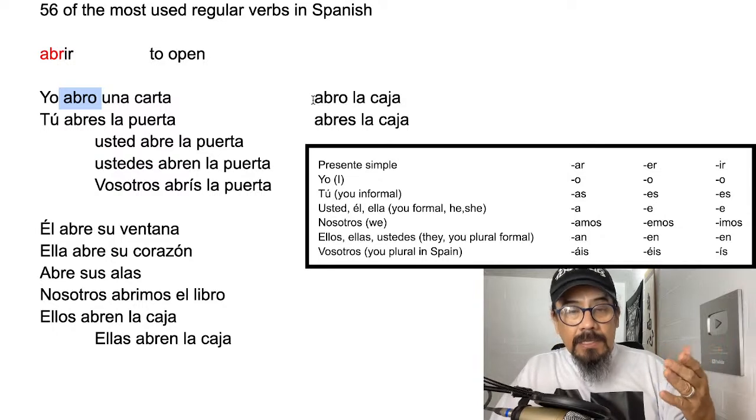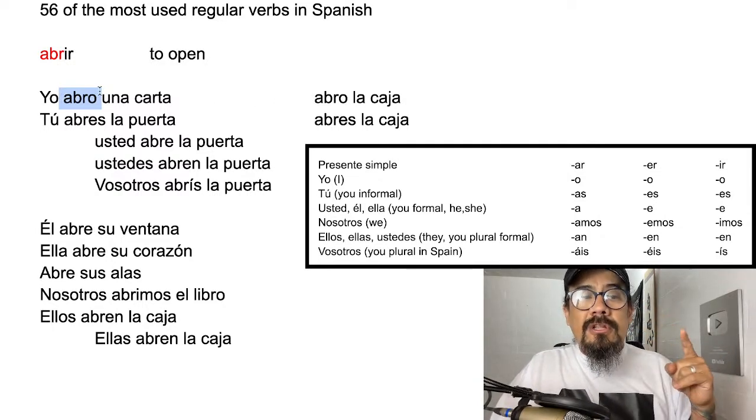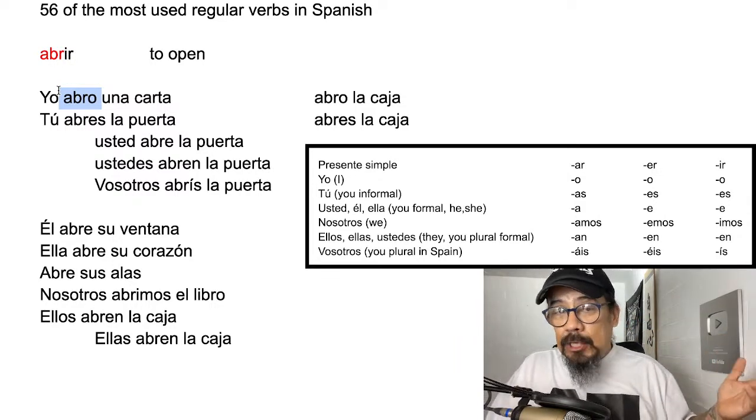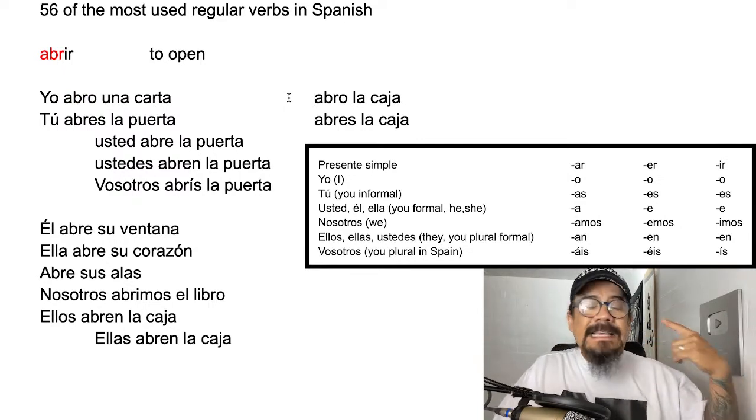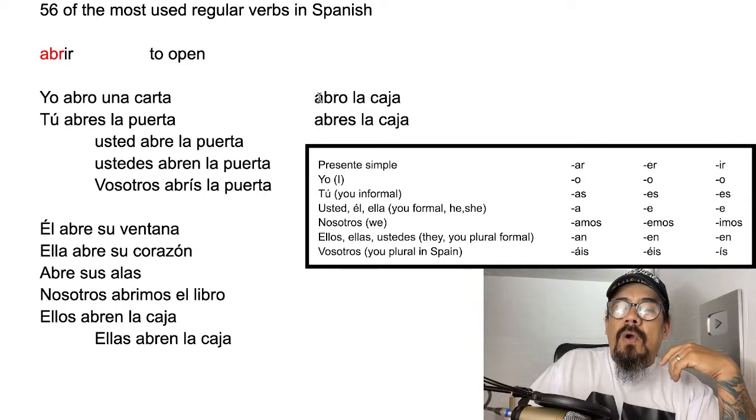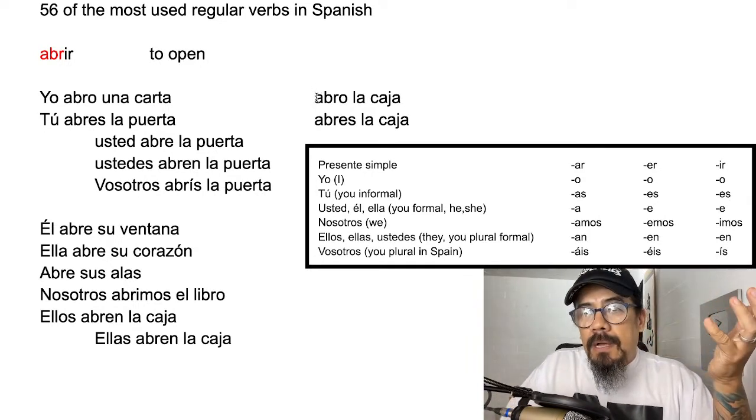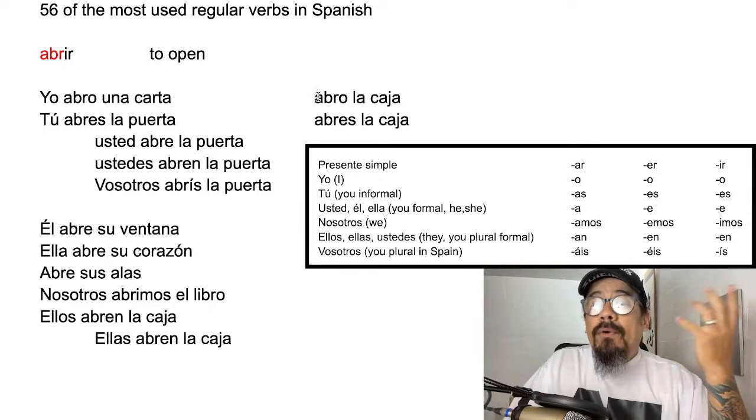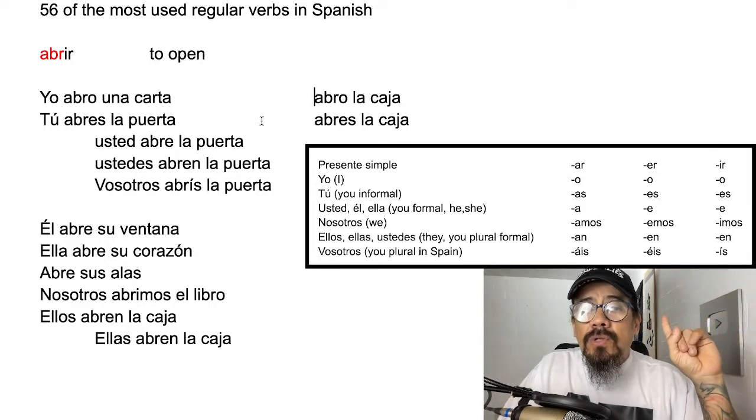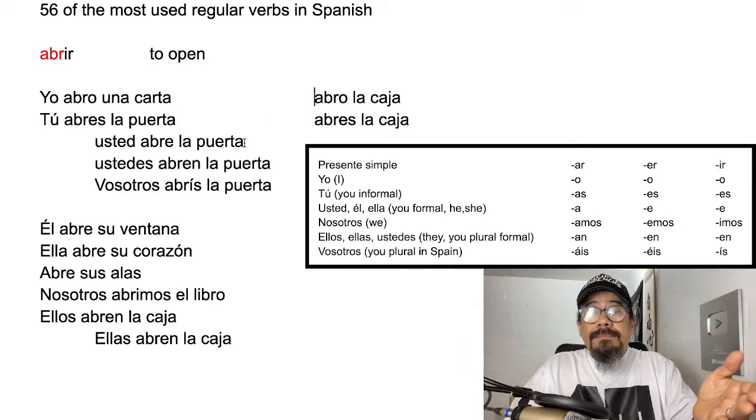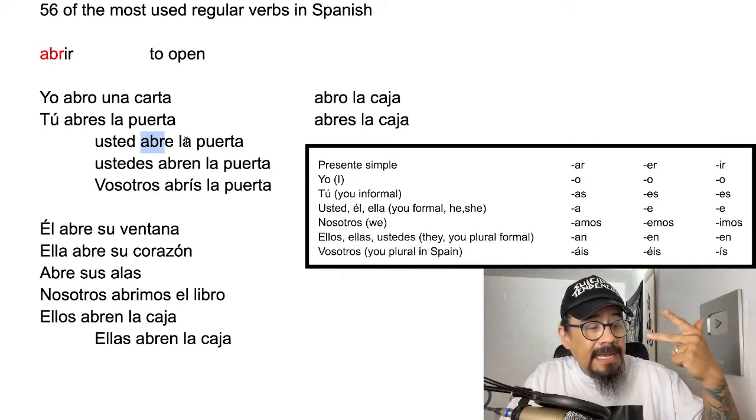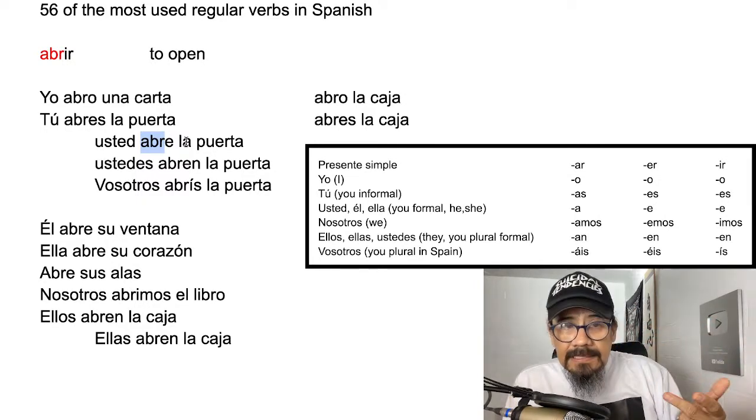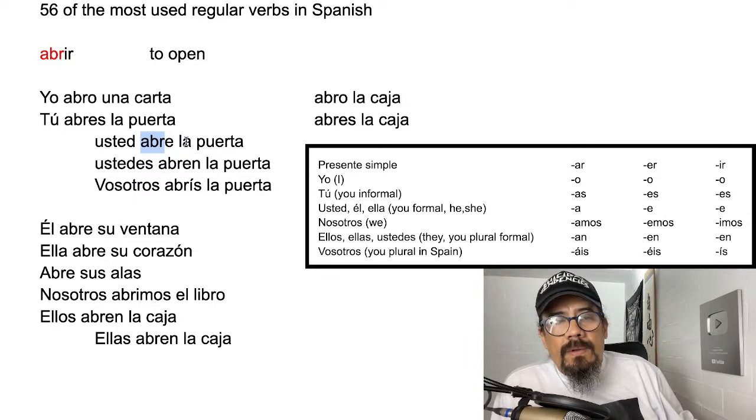Abro la caja. So that's the reason why a lot of times you're not going to find the subject or the pronoun in the sentence, as opposed to English, because the verb conjugation already implies who is conjugating the verb, right? So, abro la caja, yo abro la caja. Abres la caja, tú abres la caja. Abre la puerta, here with abre, can be usted, él, ella. Can be any of those three. But nevertheless, in context, we already know whether it is usted, él, or ella.